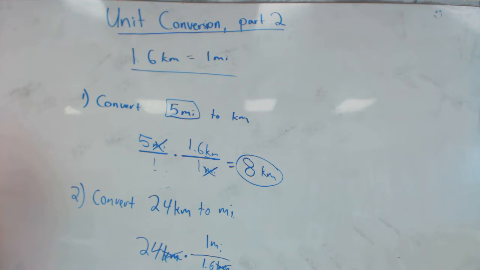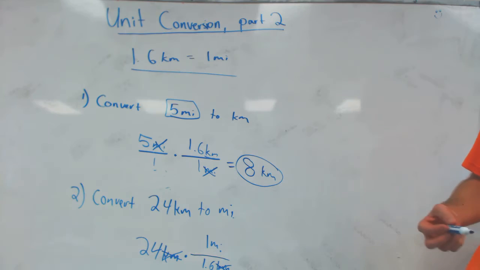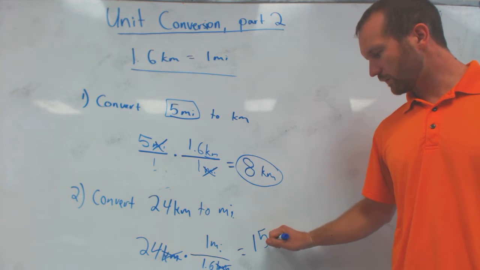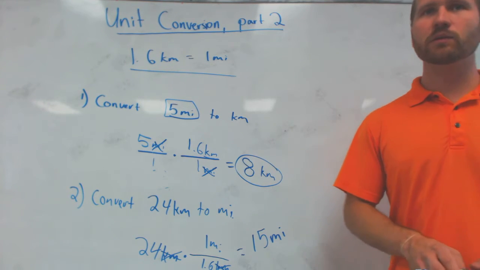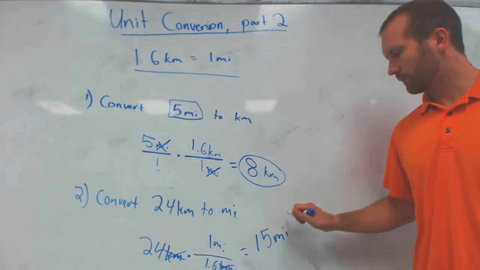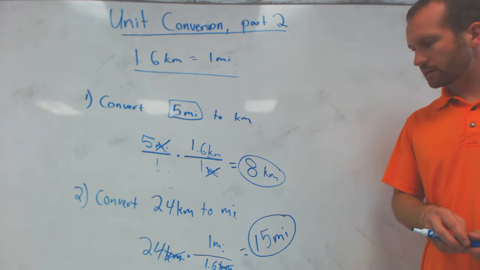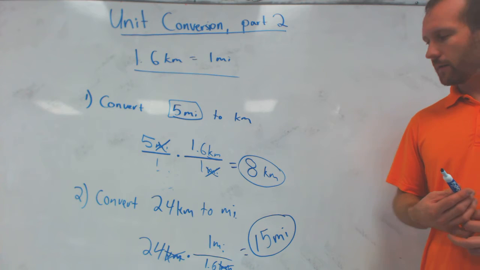24 divided by 1.6 is, what is that, like 15? Does anyone have a calculator? Go ahead and type in 24 divided by 1.6. Is it 15? Okay. So my answer is 15 miles. All right?